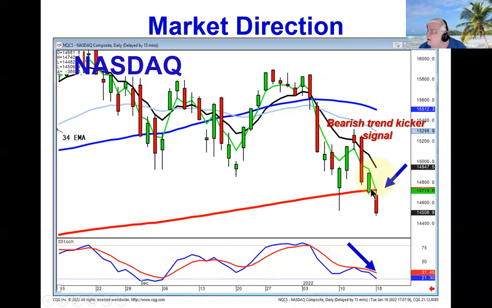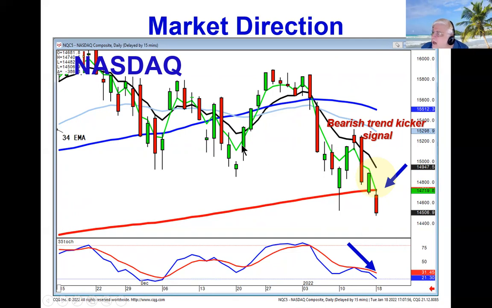And look at the trend kicker signal. They open here, close here. Today they opened below the previous day's open and went the opposite direction. That's your trend kicker signal, which produces extremely high probabilities. The force of the selling is going to continue this downtrend.